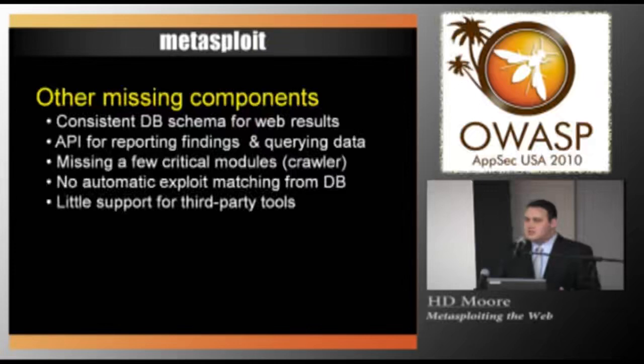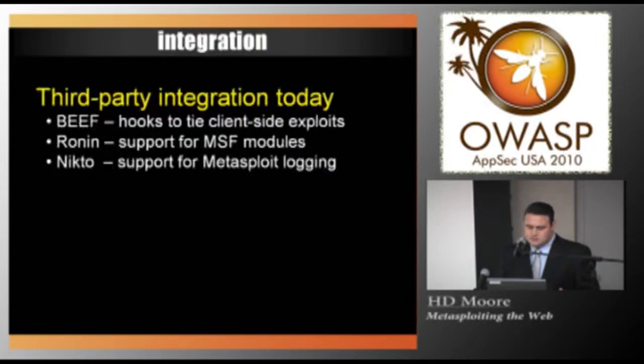for WMAP, just because the DB side's broken. There's no logic there yet, and just no real support for third-party tools. The third-party integration we have today is mostly one-way. With BeEF, we've got hooks so that you can load client-side exploits into BeEF when you inject into cross-site scripting or CSRF or whatnot. There's a billion ways you can tie the two products together through the BeEF hooks.